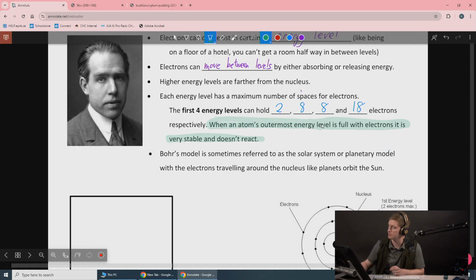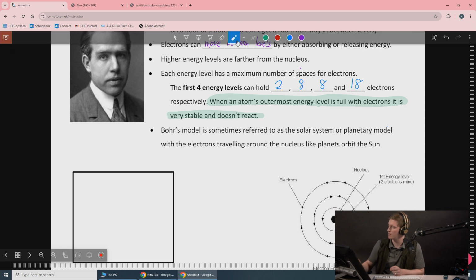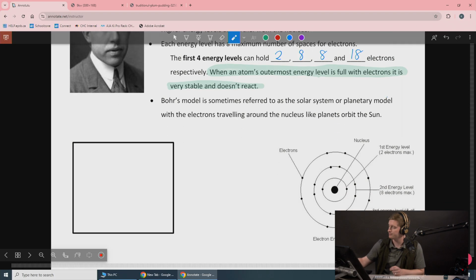Bohr's model is sometimes referred to as the solar system model or the planetary model, with the electrons traveling around the nucleus, just like planets orbit the sun. Here's an example right here. We can draw a little simple Bohr diagram here. We've got a Bohr diagram that's full circles.